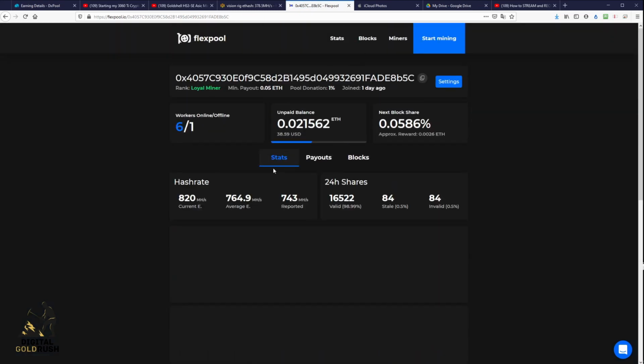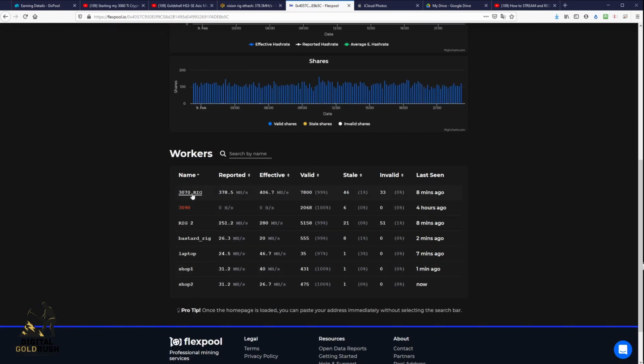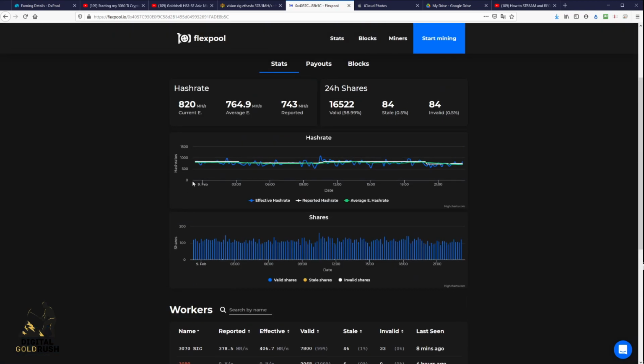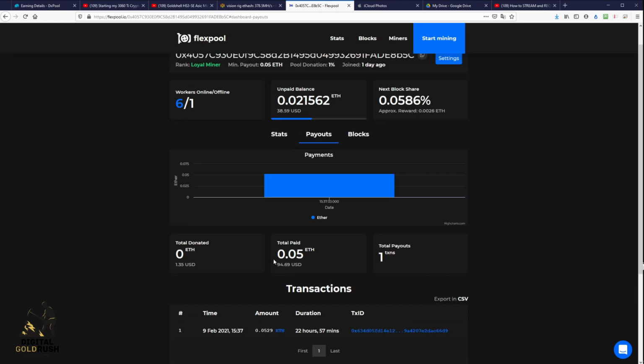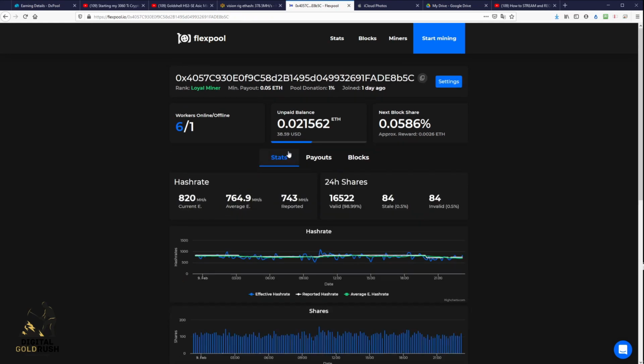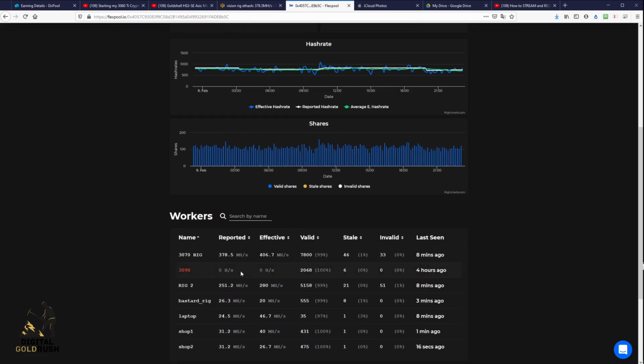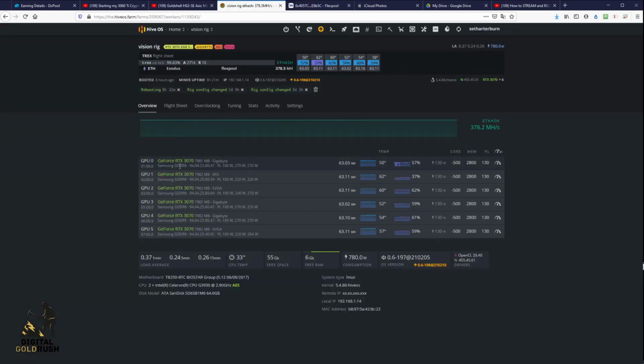If we hop on over to the pool, we can see our rigs that are currently running, with the 3070 rig being here on the top. This is our payout that we received earlier today, 0.05 ETH, about $95 in current value. 378 mega hash reported. So yeah, I've had really good luck out of this rig.